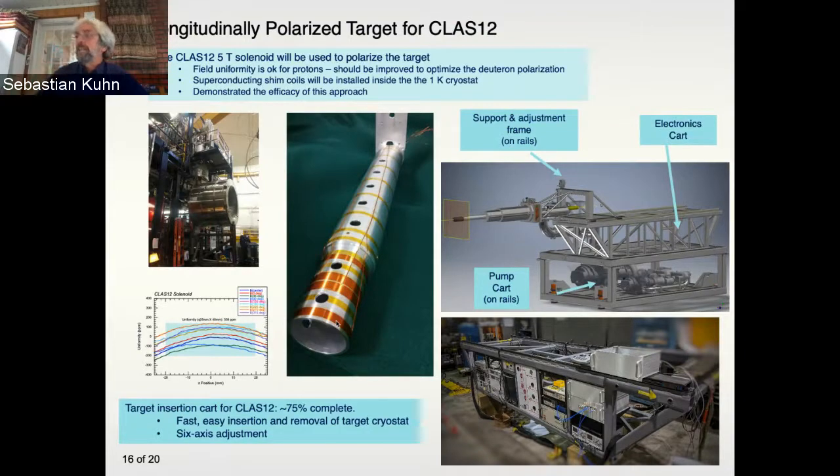And we could actually show that these indeed allow us to compensate for inhomogeneities. And as I said earlier, we can also produce a slightly different field in this region versus this region in case we want to run with a double cell target. On the right-hand side, you see the design of the carrier for the target as it will be in the hall. This is the top part, which contains all of the electronics, and the bottom part will contain the pumps. That part is presently being put together in the EEL building and will be ready shortly.